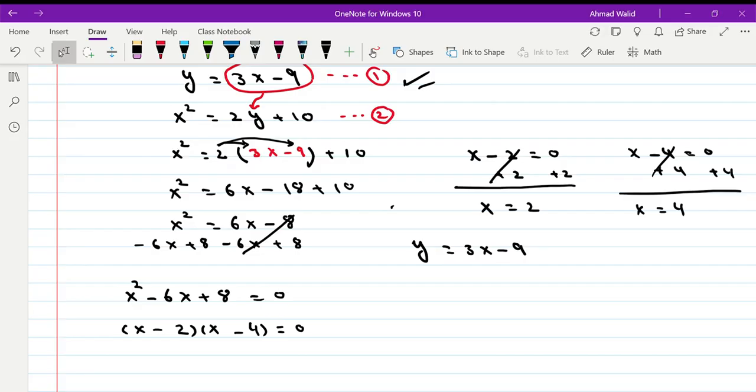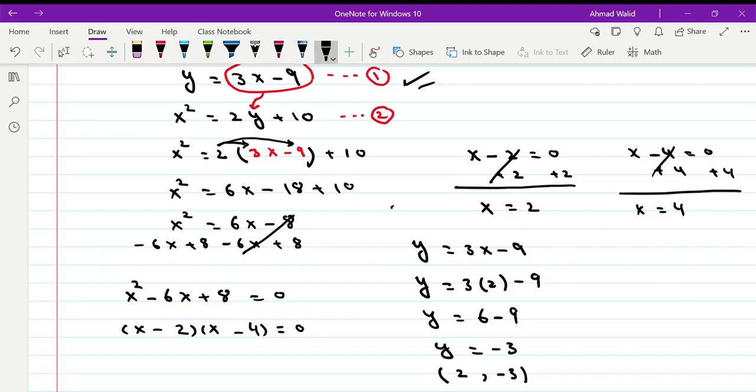Plug in first x = 2. It means y equals 3 times 2 minus 9. It means y equals 6 minus 9, which means y equals negative 3. Then what's the final answer? When x is 2, y is what? Negative 3. Next time, y equals 3x minus 9, plug in 4 for x.